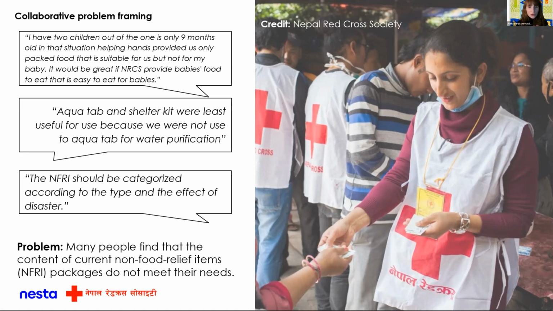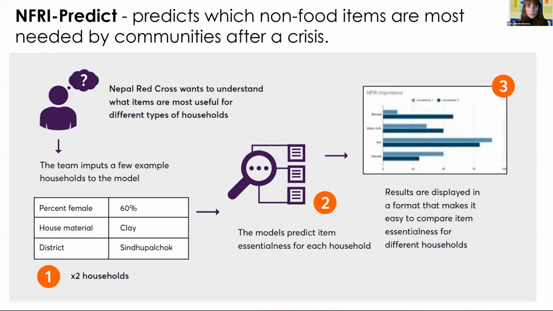And so just to also give a little bit of background, the kind of items that might be included in these packages include clothing, hygiene items, also shelter items and blankets, etc. And so this was the kind of initial stage that informed the concept that we designed together with them. And the tool that we proposed is what we call NFRI Predict. And it uses 2 classification models to predict the likelihood of essentialness of different items that are included in NFRI packages based on an input of different household characteristics.